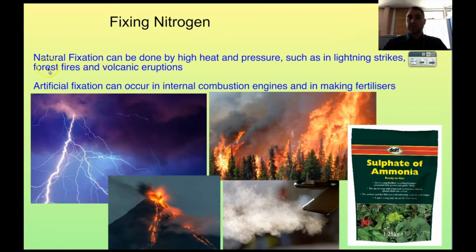So I've already talked about this briefly. Natural nitrogen fixation is where high heat and pressure, such as in lightning strikes, forest fires, and volcanic eruptions, can break the nitrogen atoms apart in nitrogen gas and turn them into fixed nitrogen that can then be absorbed by plants.